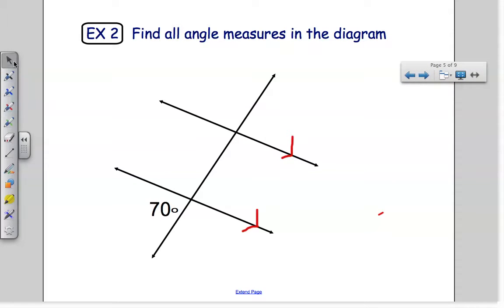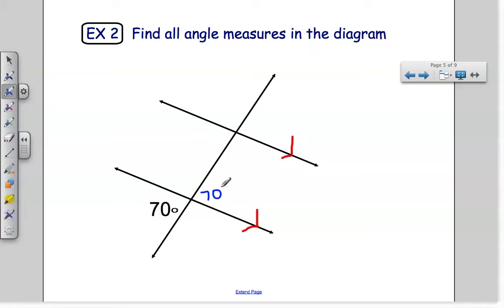Alright, let's find all the angle measures in the diagram. The cool thing about parallel lines being hit by a transversal, and you notice these are parallel because they're marked that way, is you only need to know one angle measure, and I can find every angle measure in this entire diagram because these lines that were hit by that transversal were parallel. Now, whether or not I knew those lines were parallel, I could find all 4 of these angles because I know that vertical angles are congruent.